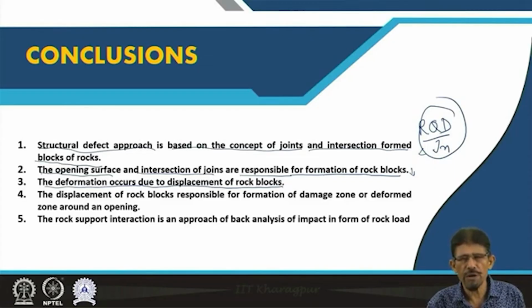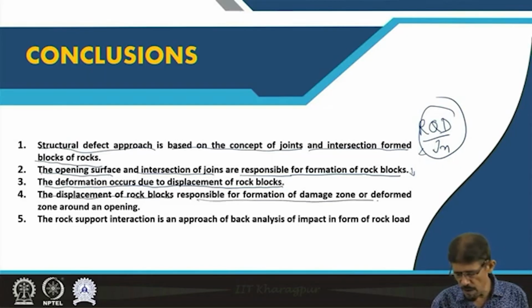If such situations occur in an underground opening, then there is a failure of the roof. The weight or the rock load caused by failure of a roof block is more in comparison to the blocks formed at the wall side, due to differences in shear resistance working in the case of the roof and in the case of the sidewall. The displacement of the rock blocks is responsible for the formation of a damage zone or deformed zone around an opening, resulting in complete failure of the opening.